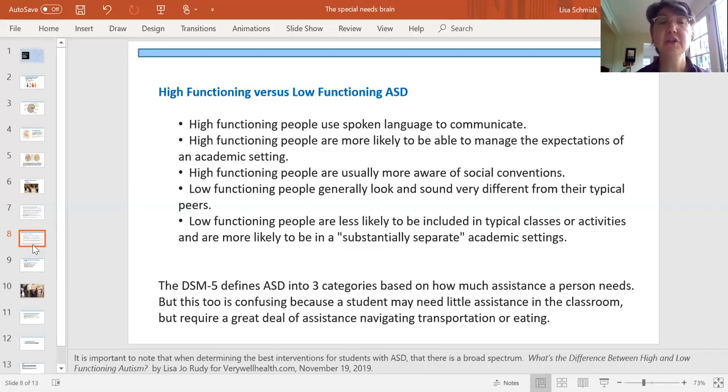They say high functioning people use spoken language to communicate. High functioning people are more likely to be able to manage the expectations of an academic setting. High functioning people are usually more aware of social conventions. And we found that to be true.